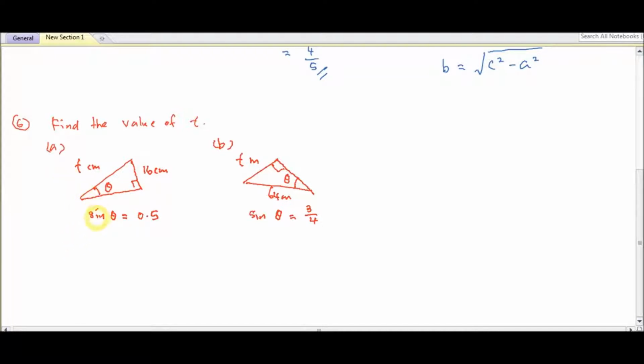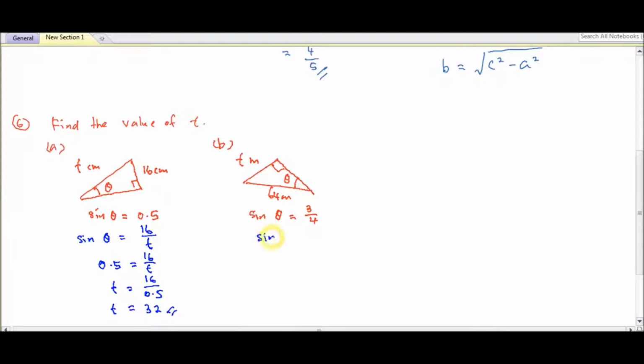Okay, so part A, sine theta is 0.5, and we know that sine is SOH. 16 divided by t. Given by the question, sine theta is 0.5. So 16 over t equals 0.5. Press the calculator, bring the t up, and interchange the positions of t and 0.5. Then you get t is 32.